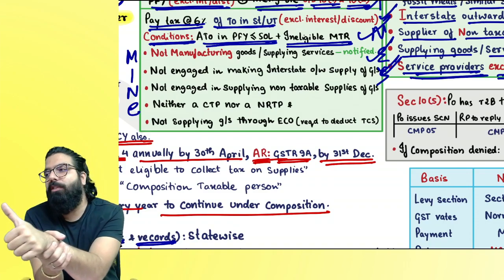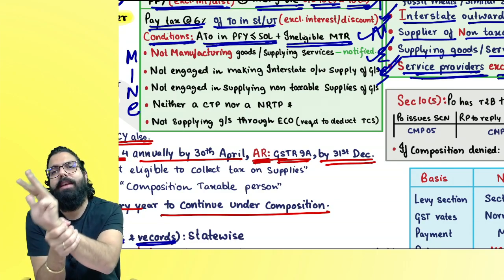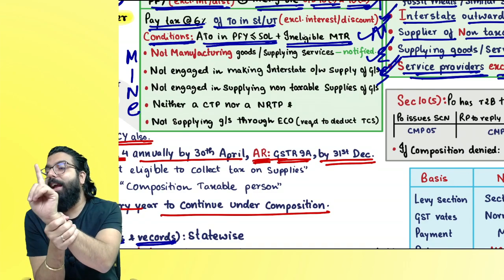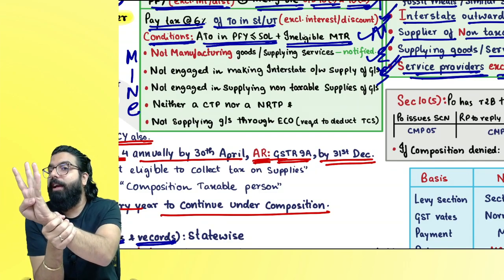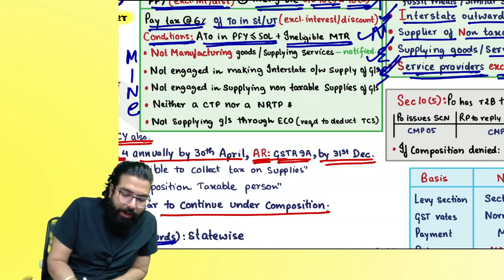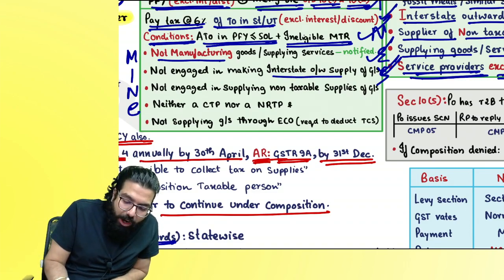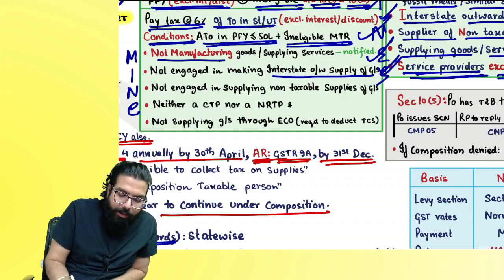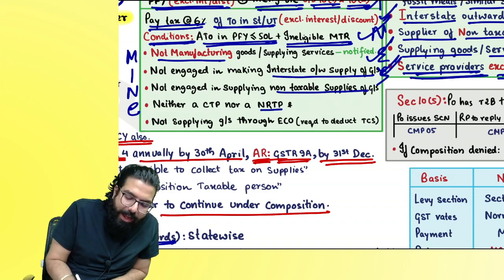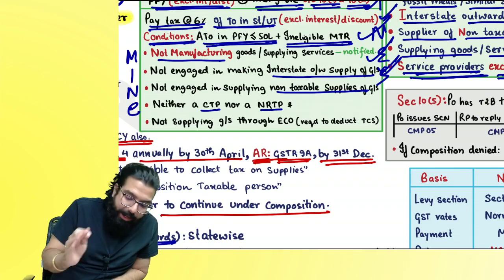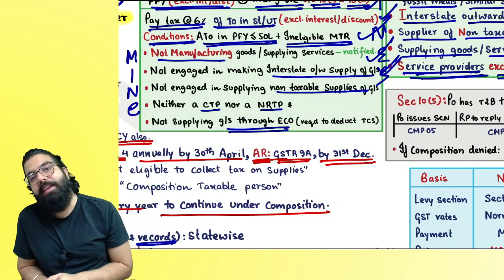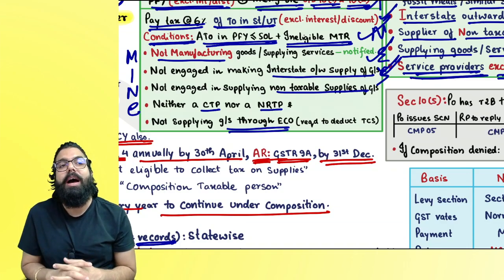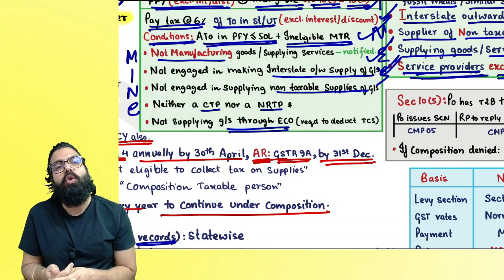M means manufacturer of pan masala, aerated water, ice cream, tobacco, then fly ash bricks of fossil meal or similar siliceous earth, building bricks or earthen or roofing tile, then these people are ineligible. If you are an interstate outward supplier, then also you are ineligible. Non-taxable goods supplier, NRTP or CTP, or if you are supplying through e-commerce who is going to deduct TCS, then you people are ineligible under section number 10.2A also.